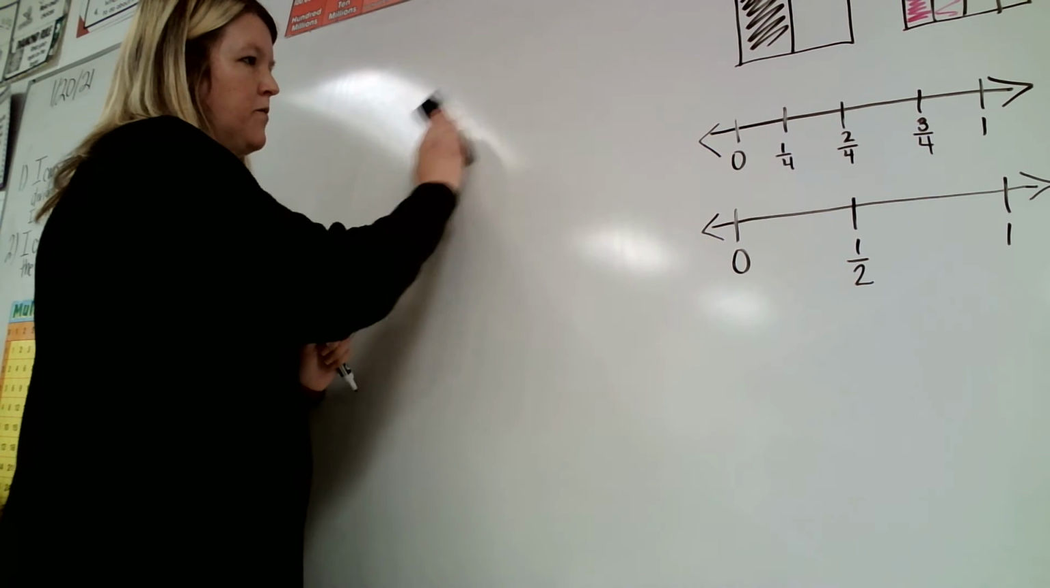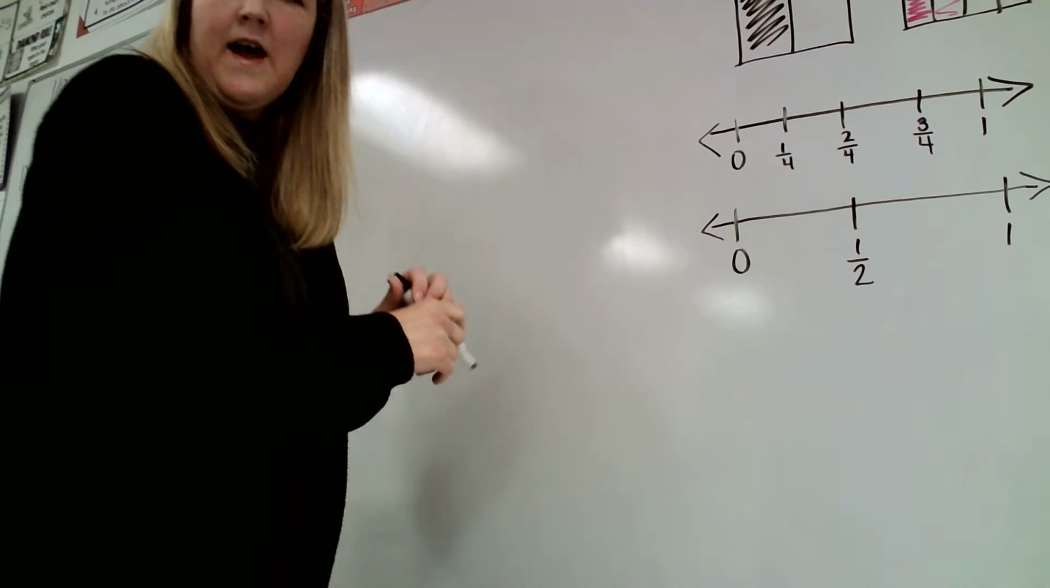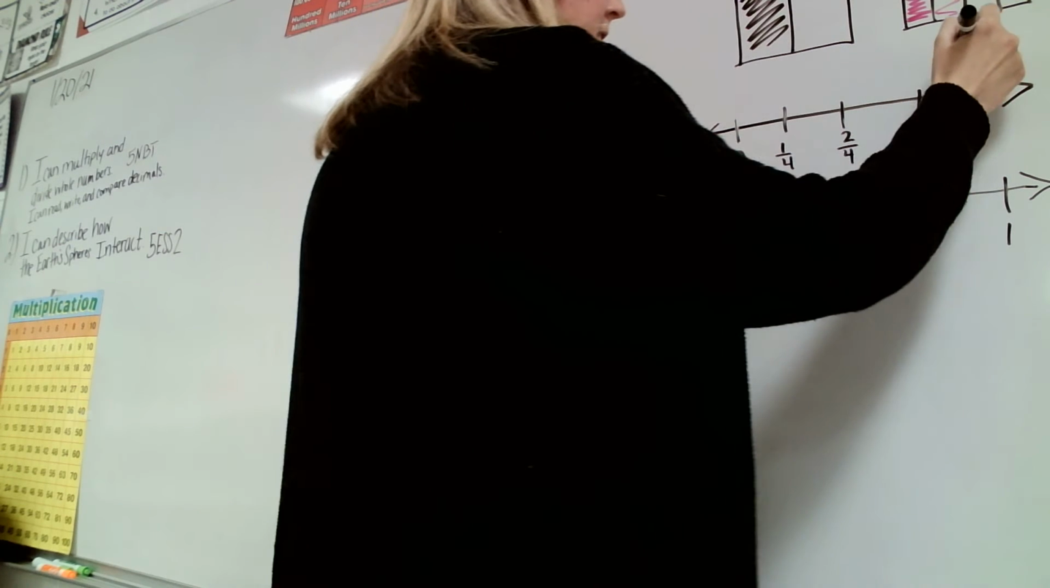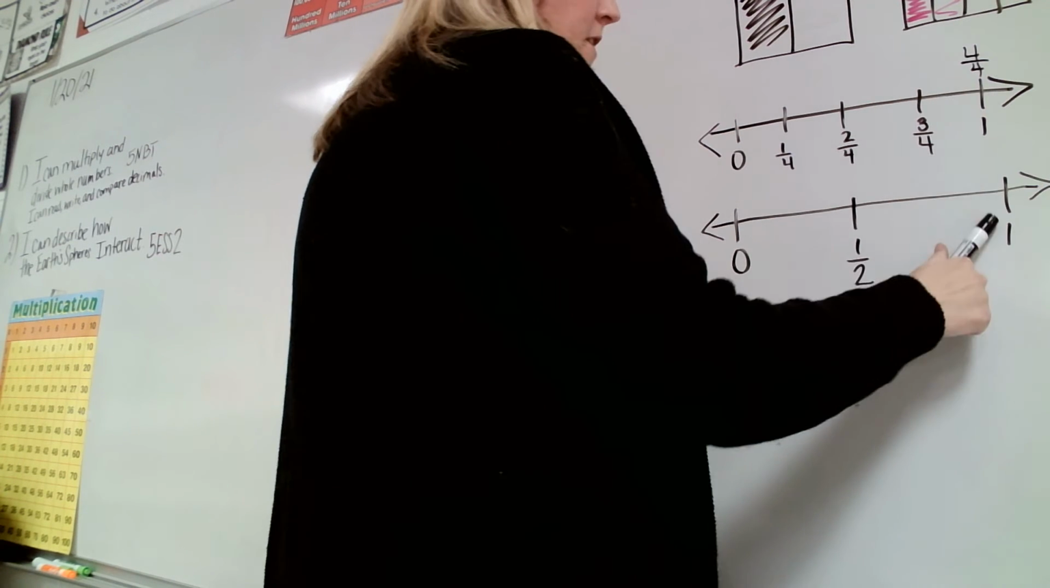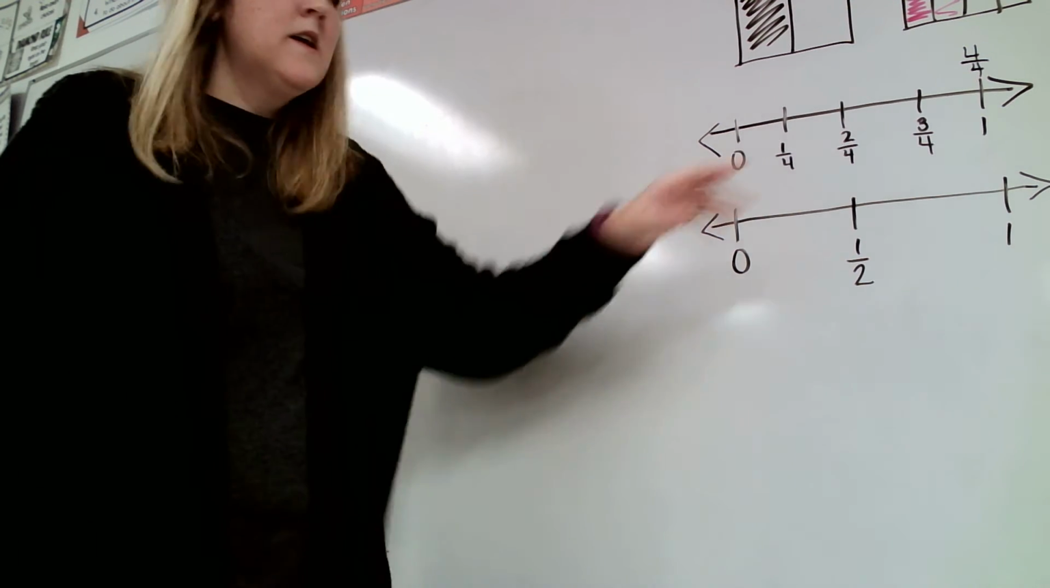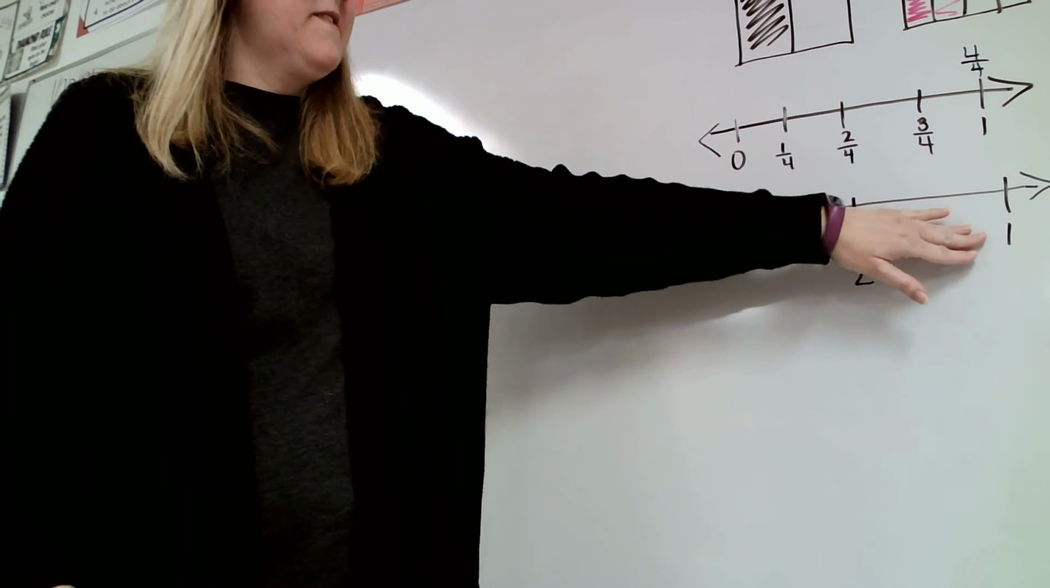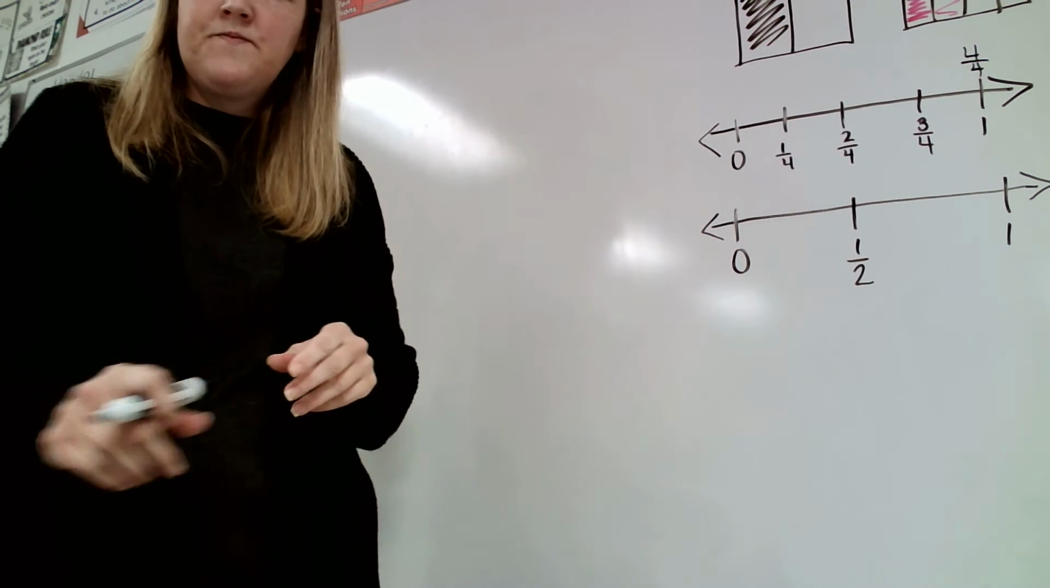And then, looking back over here at the number line, I could have put 4/4 here at 1. So 4/4 and 1 are the same thing. We know any same numerator and denominator is equivalent to 1.